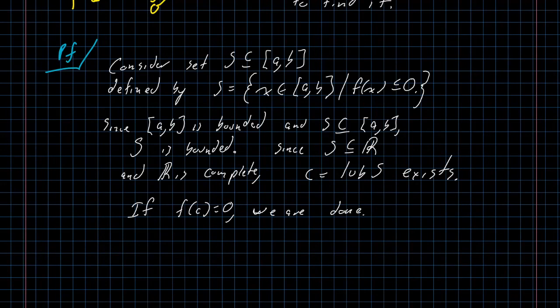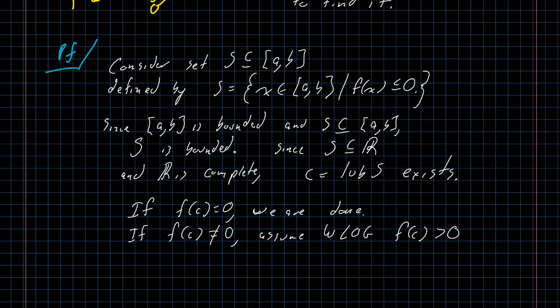If f of c is equal to 0, then we're done. That's pretty easy. Right? I don't remember if I've used a WLOG statement here or not. WLOG, often pronounced as "woolog," stands for without loss of generality.